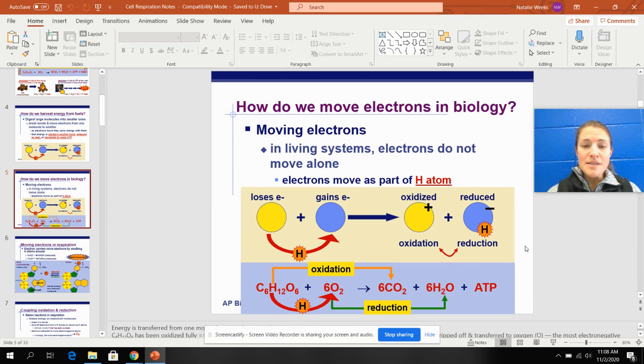When we lose something, that is oxidation. When we gain something, that is going to be reduction. I've always heard OIL RIG: Oxidation Is Loss, Reduction Is Gain. So think about that when we're moving all these molecules around.